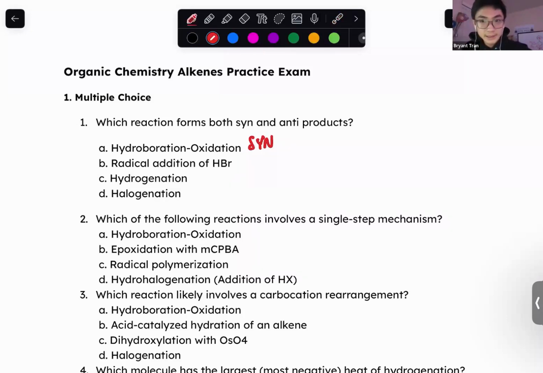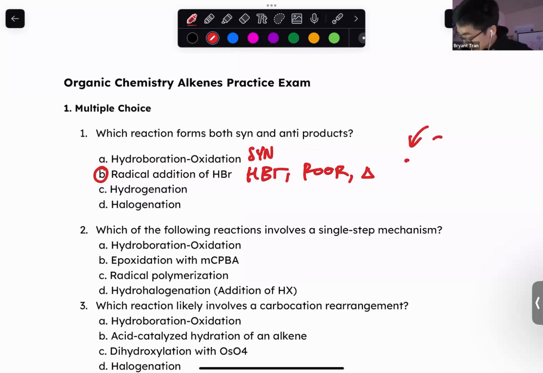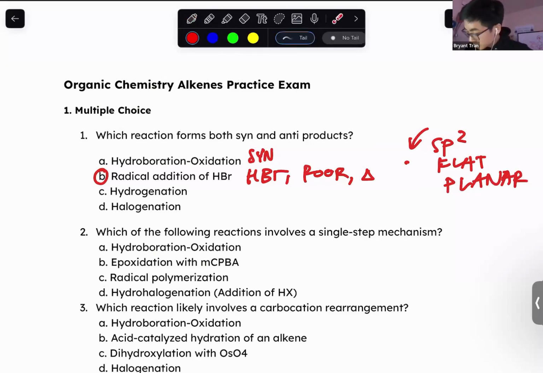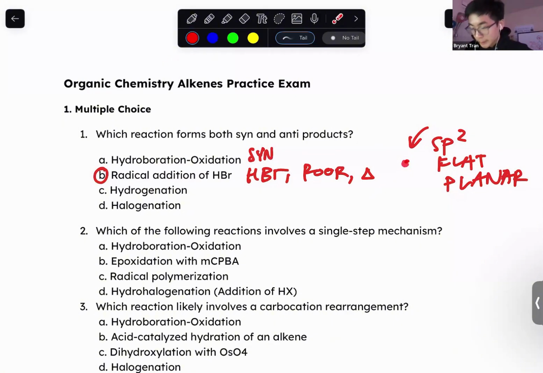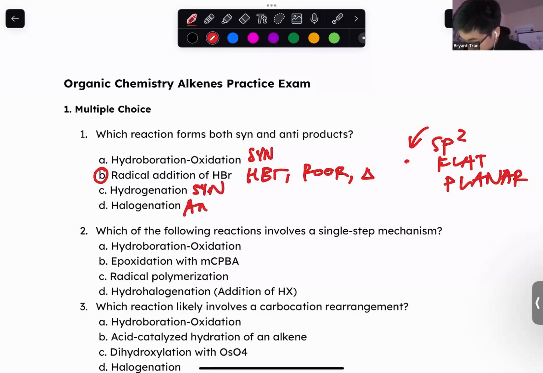syn addition. Yep. Radical addition of HBr, right? That's the one with HBr, ROOR, and heat, right? Because this reaction goes through a radical mechanism, and that radical is going to be sp2, flat and planar. And because of that flat and planar geometry, it could either be wedge or dash, right? Giving us syn or anti product. So it's going to be B. Hydrogenation, syn addition, halogenation, anti-addition.